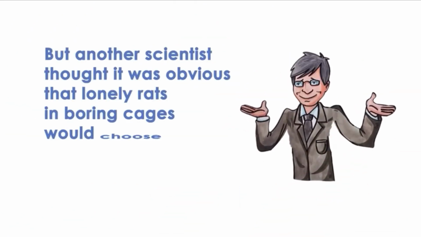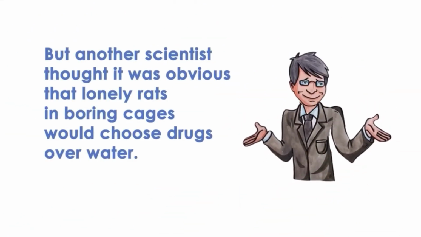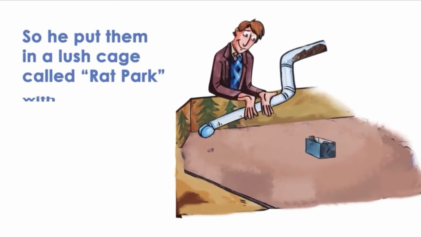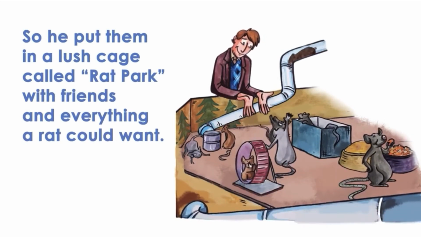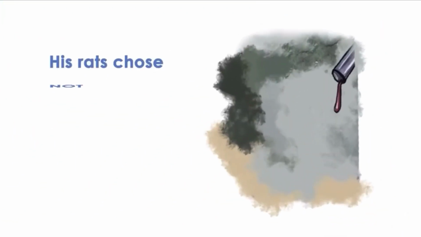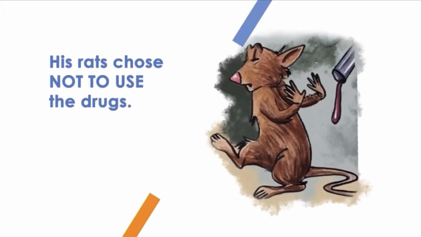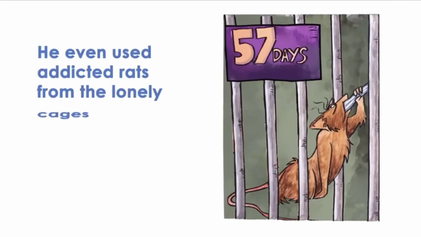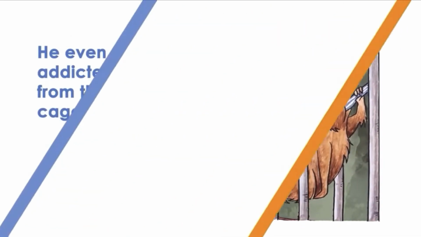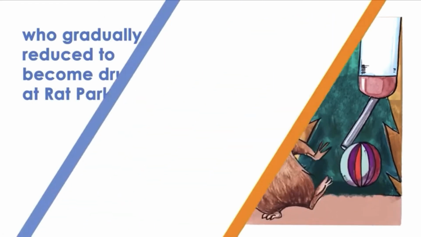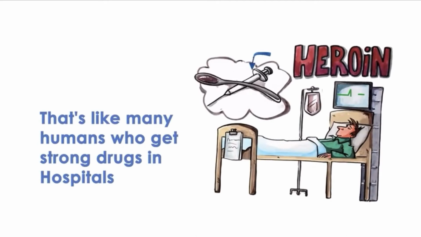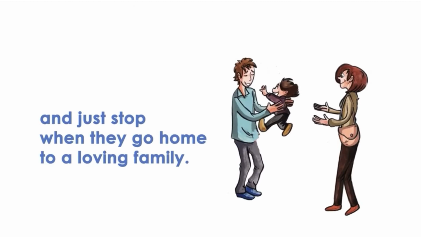But another scientist thought it was obvious that lonely rats in boring cages would choose drugs over water. So he put them in a lush cage called Rat Park with friends and everything a rat could want. His rats chose not to use drugs. He even used addicted rats from the lonely cages, who gradually reduced to become drug-free at Rat Park. That's like many humans who get strong drugs in hospitals and just stop when they go home to a loving family.